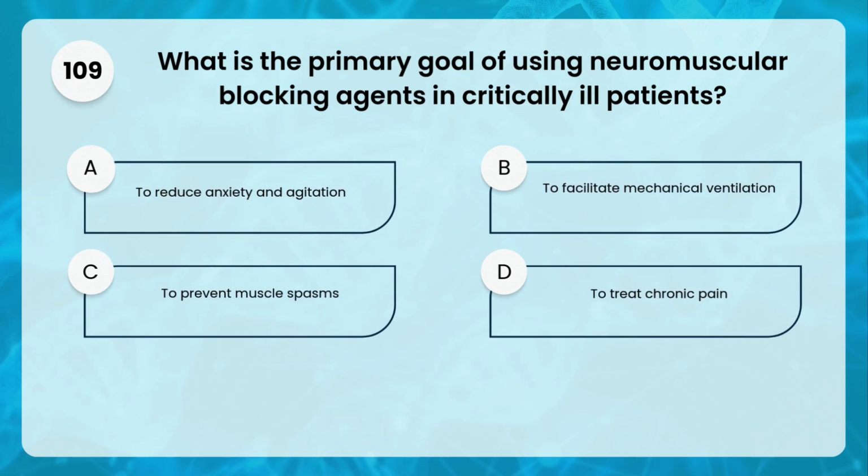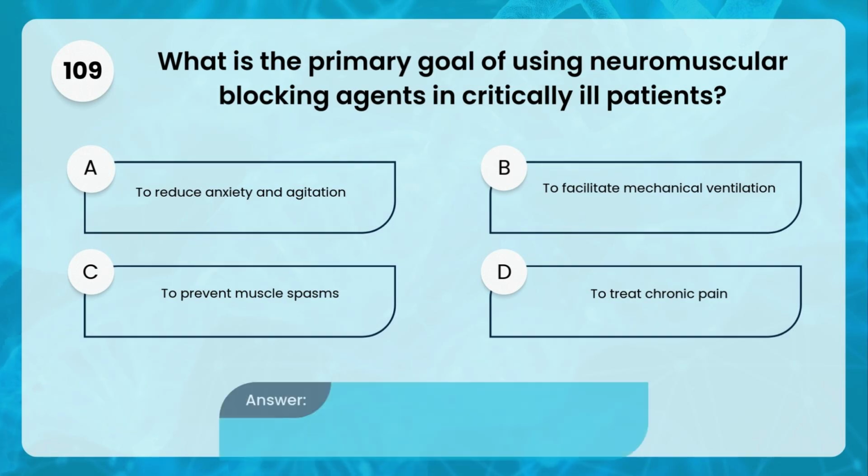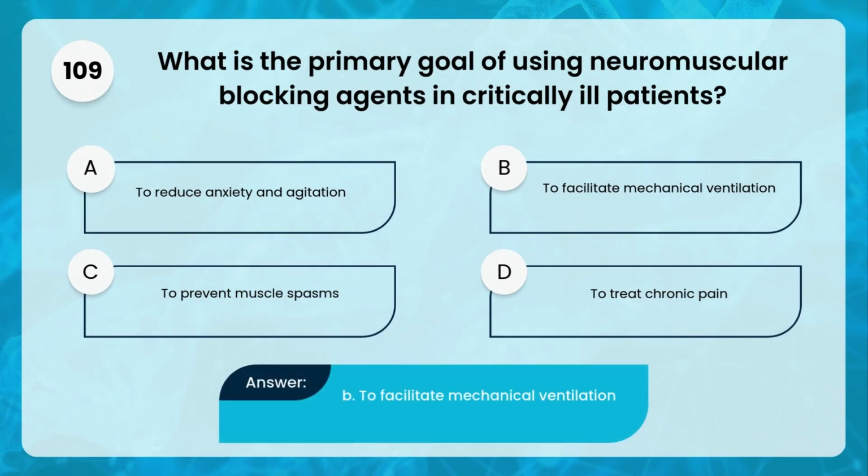109. What is the primary goal of using neuromuscular blocking agents in a critically ill patient? A. To reduce anxiety and agitation. B. To facilitate mechanical ventilation. C. To prevent muscle spasms. D. To treat chronic pain. The answer is B. To facilitate mechanical ventilation.